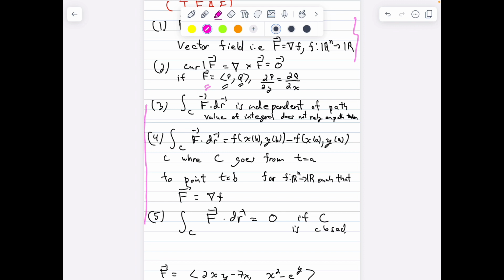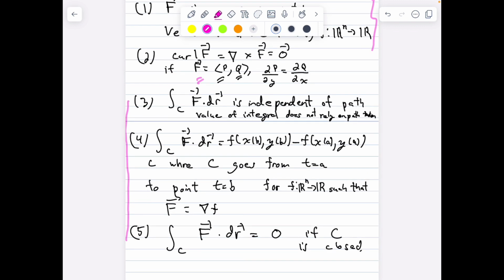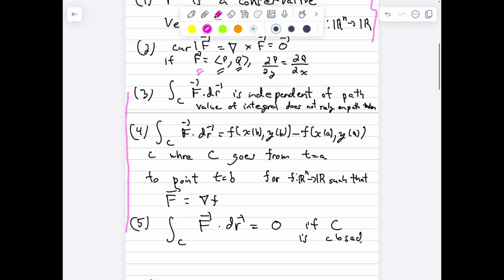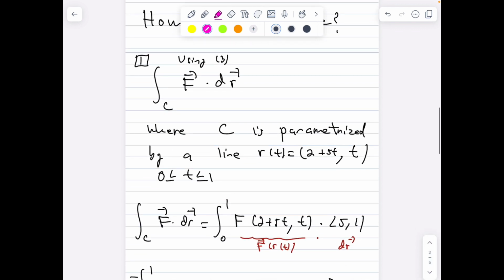There's some pros and cons to using 3 or 4. So let me start with condition 3. If your integral is independent of path, your line integral, what does that mean? Well, and how do we apply it? So what that means is you can pick any path that you want from the 2 points that are given here.